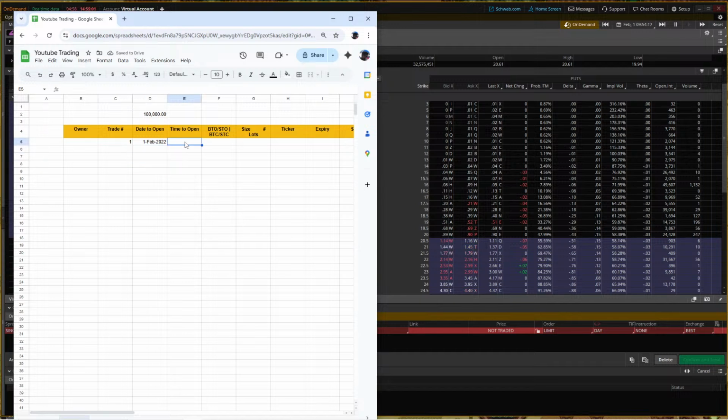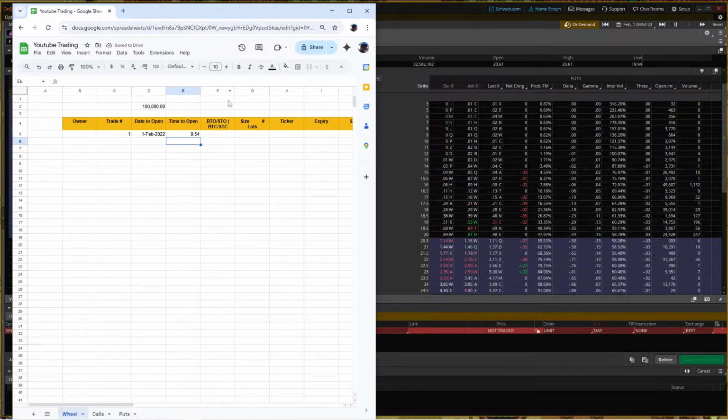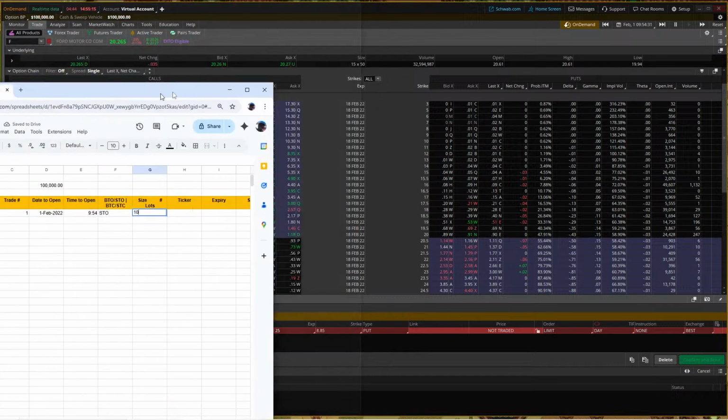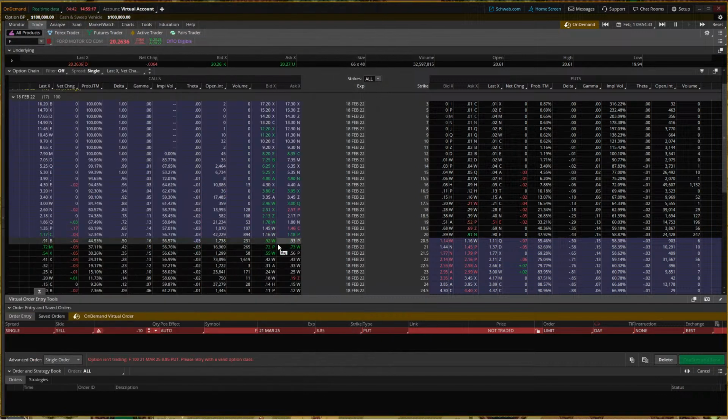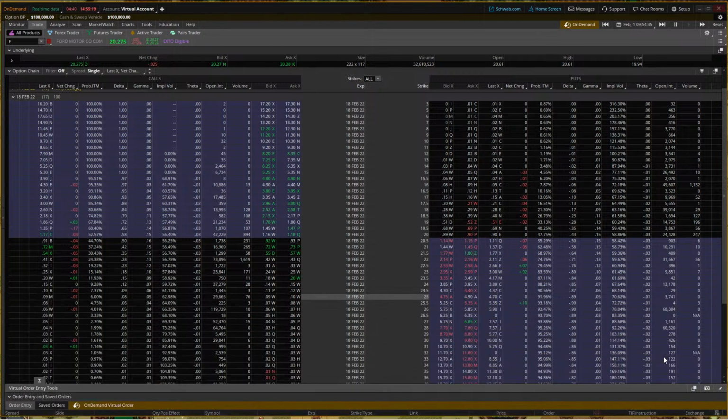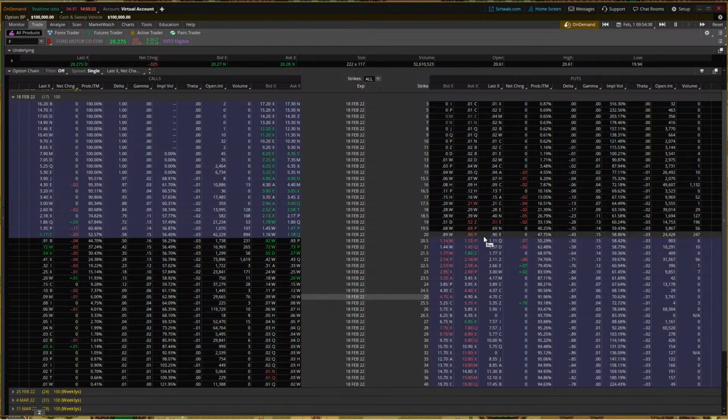Time to open is going to be 09:54. Okay. And we're going to do some short puts. So we're going to sell to open. We're going to do 10 of these. Let's move you back over for a second. We have to get rid of this trade.